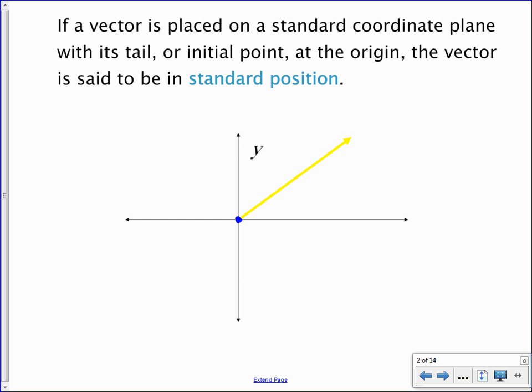We call this the initial point. What would we call that? The terminal point. Because we start at the initial point and our arrow is drawn to the terminal point.